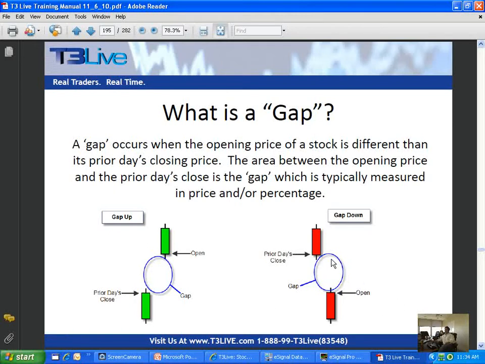Okay. Again, a gap down, stock closes here and opens here, creating a hole in our chart.